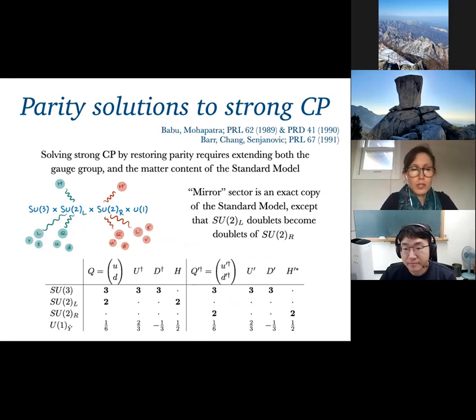So let me tell you about solutions to the strong CP problem that are based on restoring parity. And as I said earlier, these were first proposed by these various authors. So to restore parity symmetry and solve the strong CP problem, the gauge group of the standard model needs to be extended to include an additional SU(2) factor, this SU(2) right. And similarly, the matter content needs to be extended to include effectively a mirror copy of both the Higgs and the fermion sectors of the standard model. The only difference is that SU(2) left doublets of the standard model, in the mirror sector, become doublets of SU(2) right.